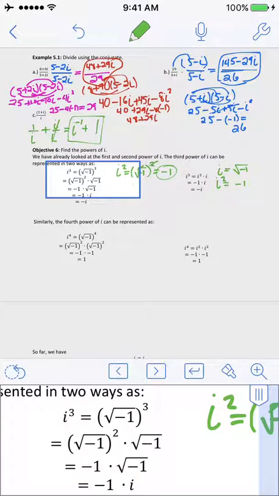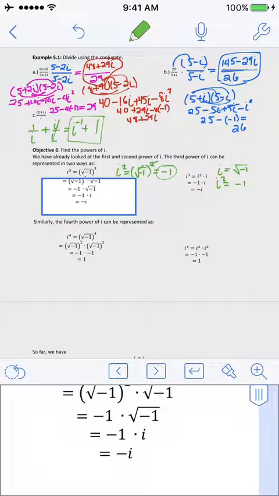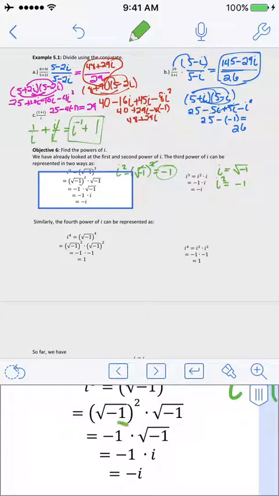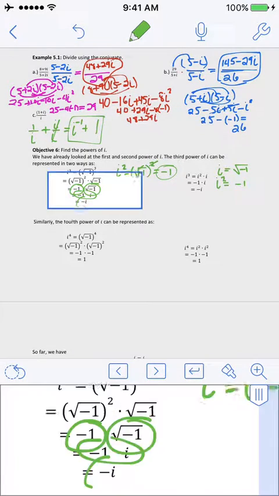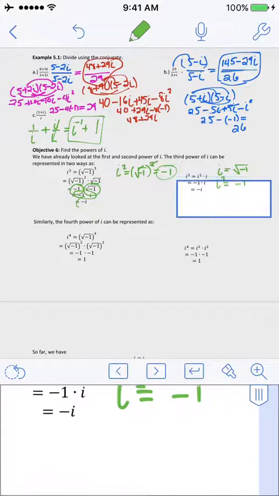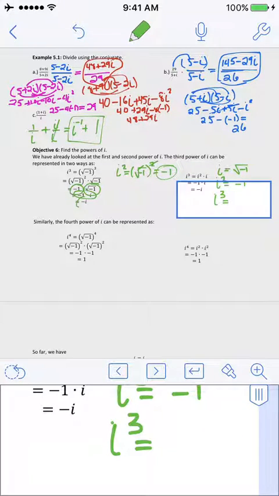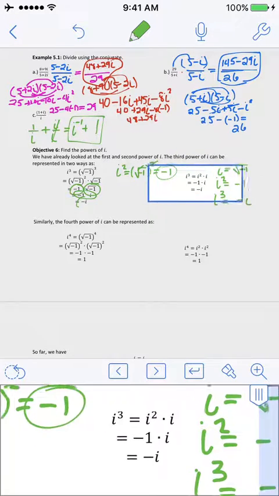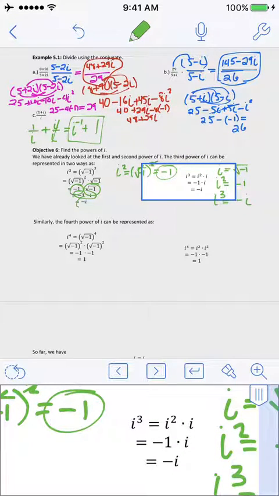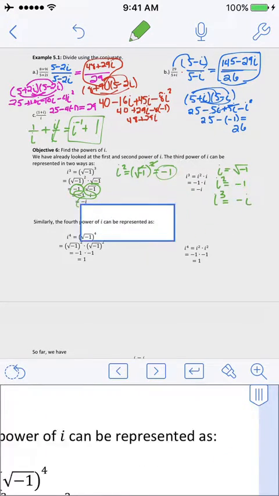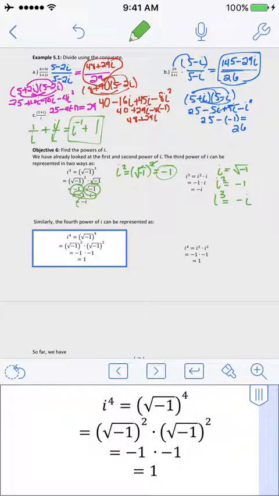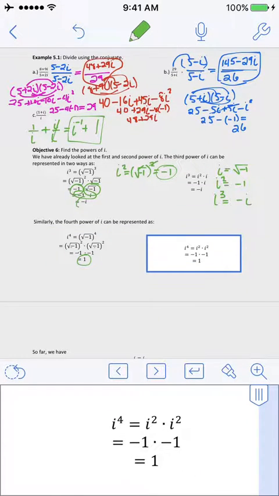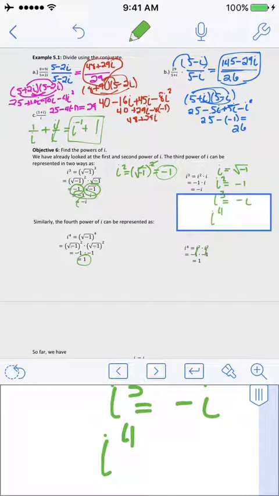Let's consider i to the third now. We take it to the third power. We end up getting a negative 1 and a square root of negative 1, or a negative 1 times i. In other words, i to the third is negative i. You take out the negative 1 part, and you're left with 1 more i, so it's negative i. i to the fourth does something similar. I have 2 of these, so I have 2 negative 1s, and it goes back to being a positive 1. i to the fourth is equal to 1.